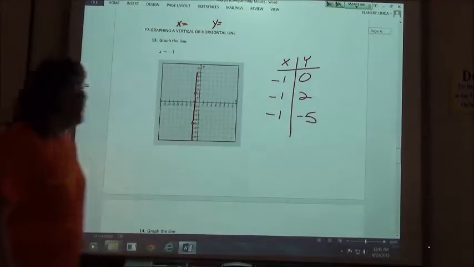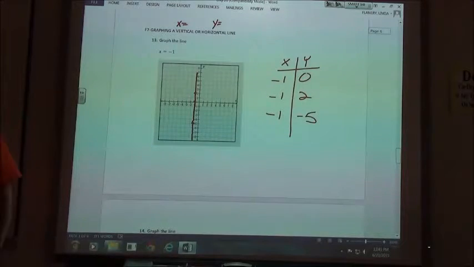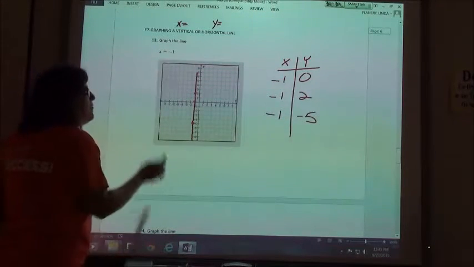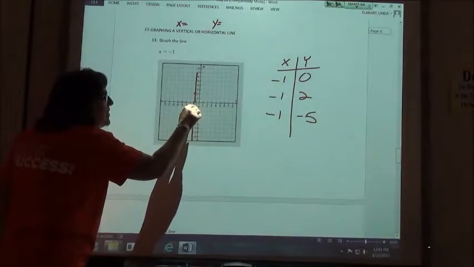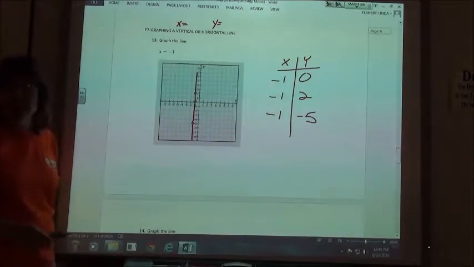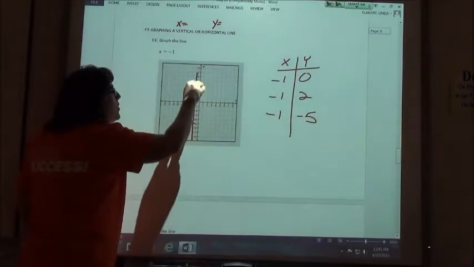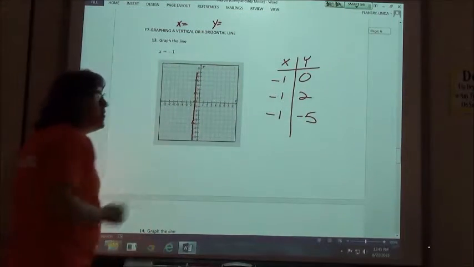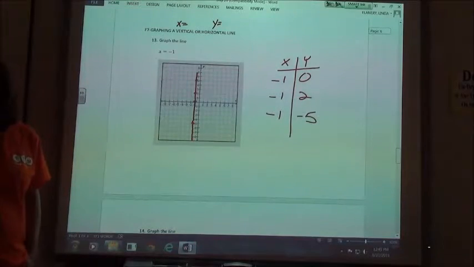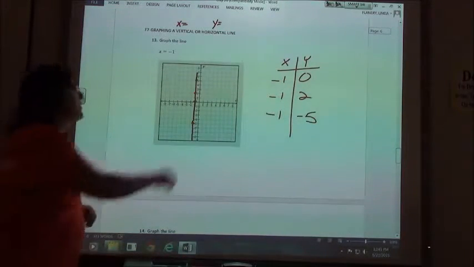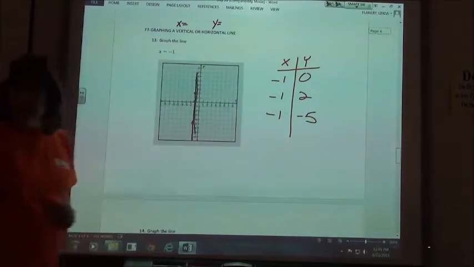On the ALEKS program, here's what I do. I don't even use the pencil tool. I just take the ruler. X equals -1. I go on my x-axis and click on -1. Since I know my line has to go vertical, I take that ruler tool and either go above or below that point so that my ruler is straight up and down. Then I can take the pencil and draw my line.